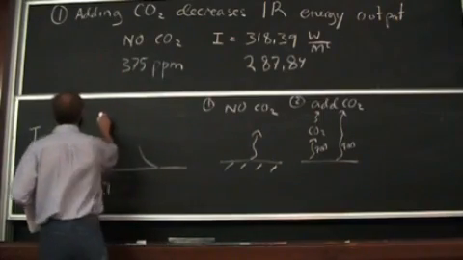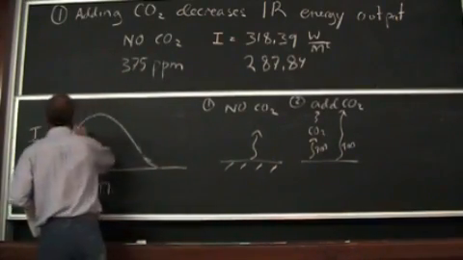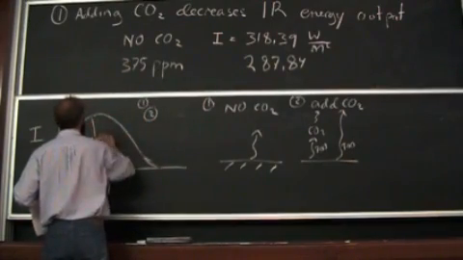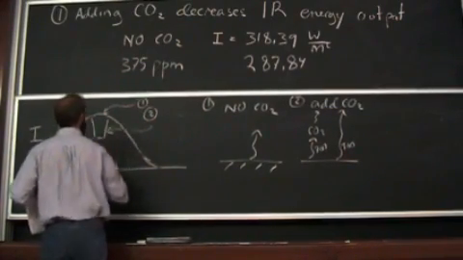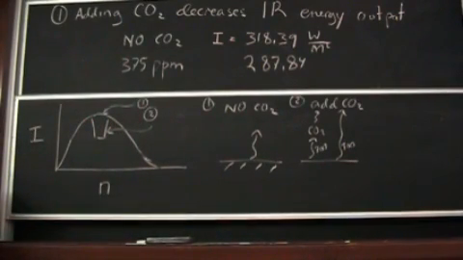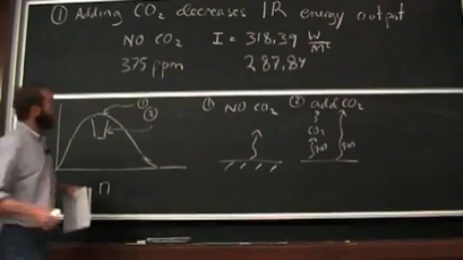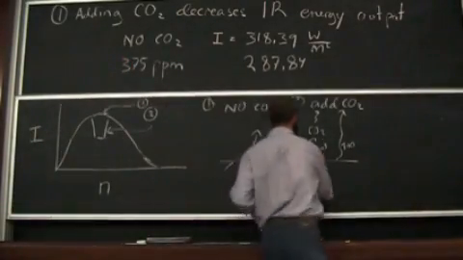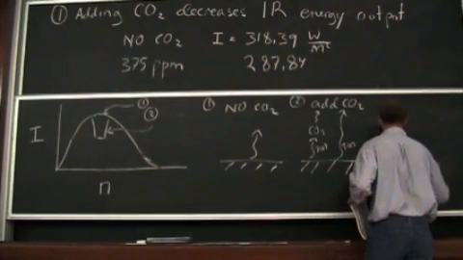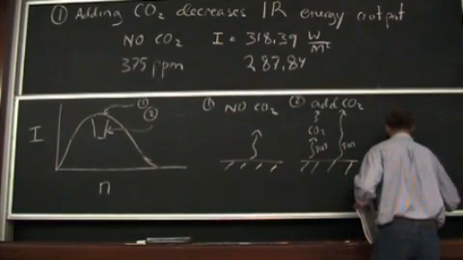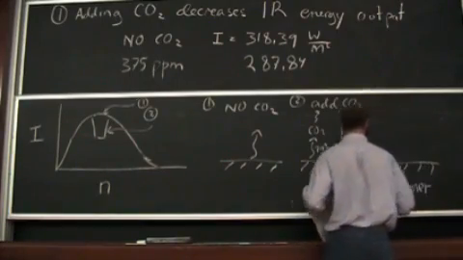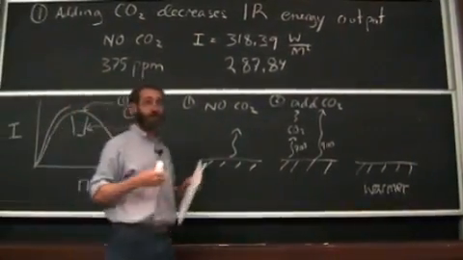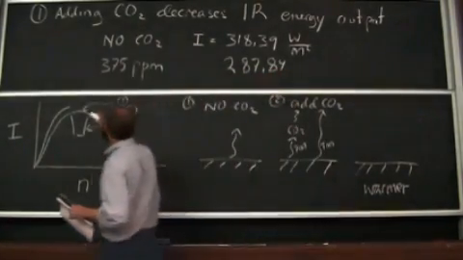Let me do this. So there's 1, 2, and now we have to warm up the ground in order to balance the energy again. So we warm things up, and the blackbody curve for the ground gets a little bit higher because the ground is now warmer, and there's still this bite.